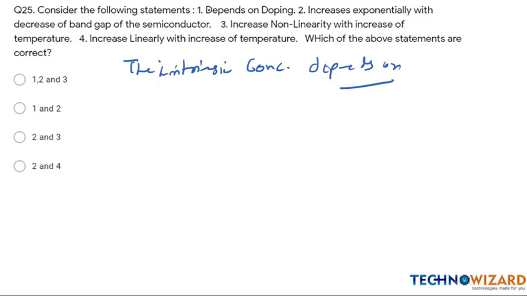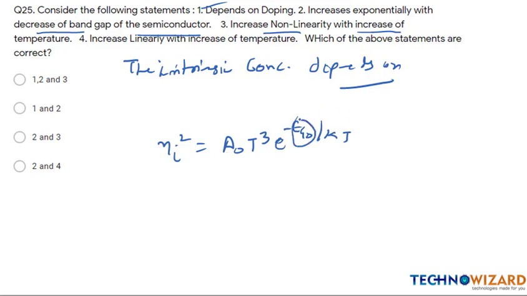First, it depends upon doping. Second, it increases exponentially with decrease of band gap of semiconductor. Third, it increases non-linearly with increase of temperature. Fourth, it increases linearly with increase in temperature. Now for intrinsic concentration, we have studied this formula, that is Ni square is equal to A naught T cube e to the power minus Eg naught upon kT.